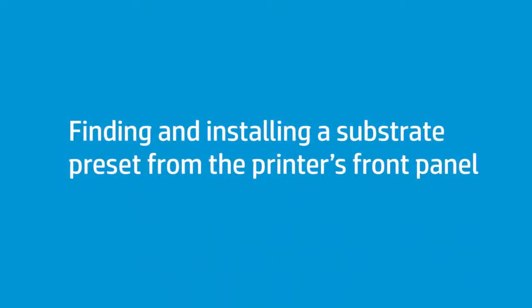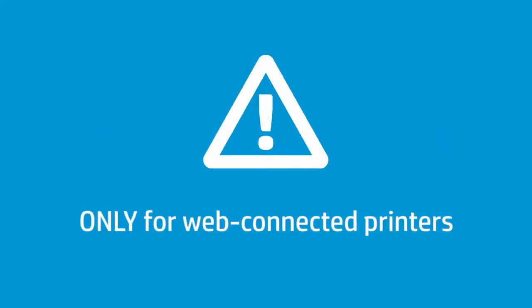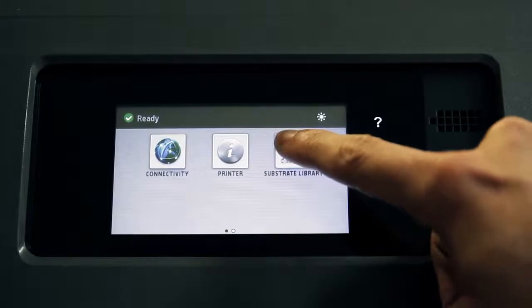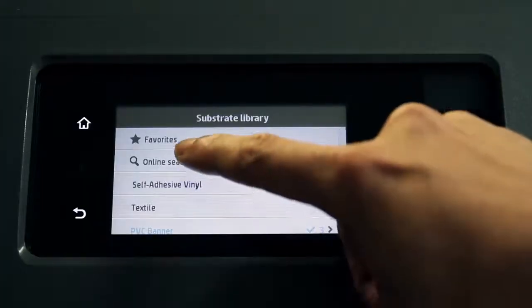You can easily find and install new substrate presets using the front panel. This process can only be used if the printer is web connected. If necessary, configure the printer's web connection first. Press the Substrate library icon on the main menu of the printer's front panel, then press the online search button.